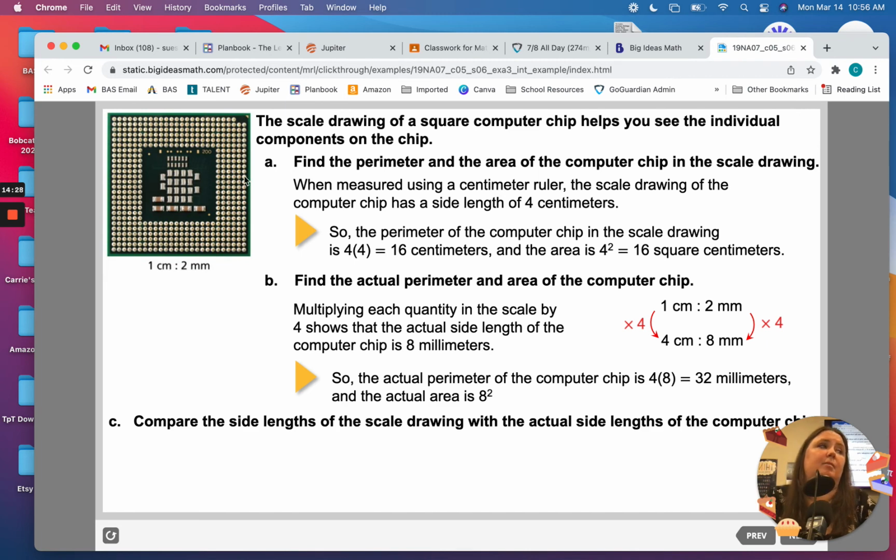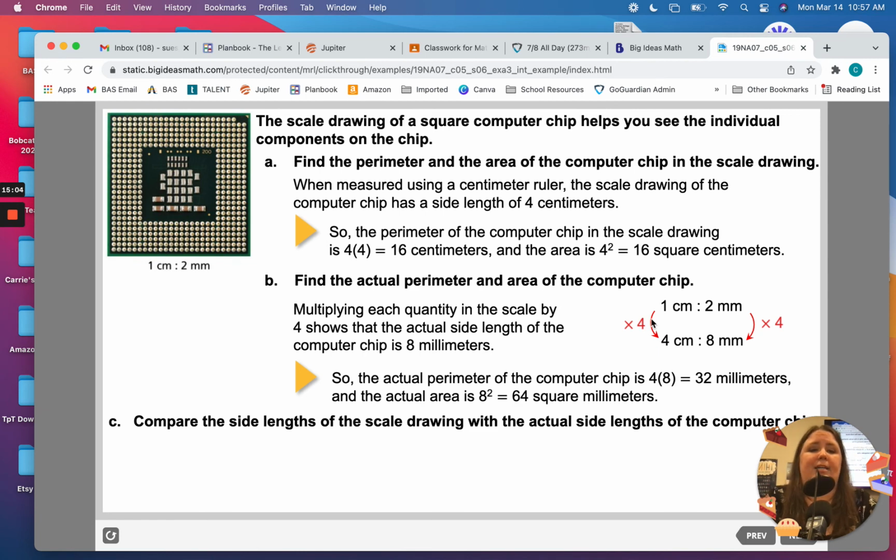area in millimeters? So if it's 16 centimeters, what is it in millimeters? 32. So the perimeter and the area in this case are the same. Oh, wait. We got to change the side length first. My bad. So when you are finding measurements of something, like the area, you have to convert the side length before you do the multiplication. This is huge. Make sure you remember that.